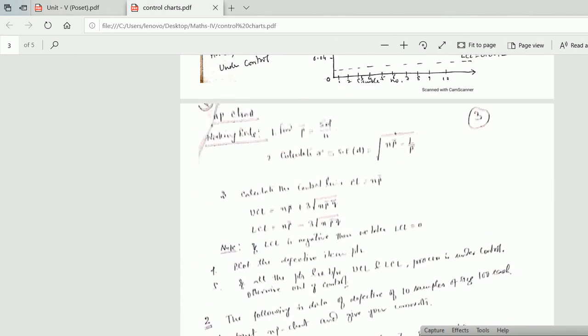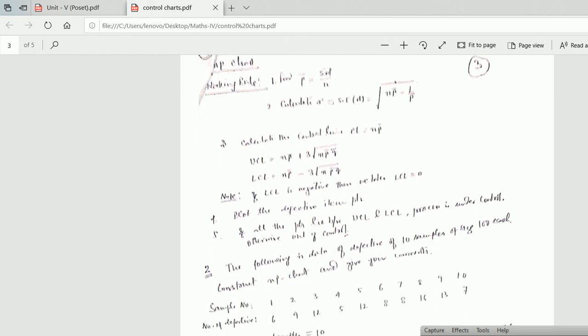What is the definition of the np chart? The working rule: here also find p bar, that is equal to summation D by N. Now calculate sigma, the standard deviation of D, which is equal to under root n p bar into 1 minus p bar. Third point, calculate the control line.